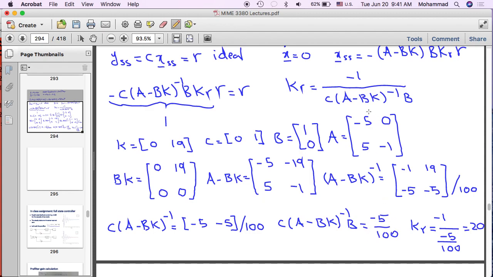According to the formula for KR, we have to take minus 1 and divide it by this number, which is what we did at the last step. Minus 1 divided by minus 5 divided by 100. And that gives you KR, which we already knew gives you the perfect answer, the perfect steady state response.